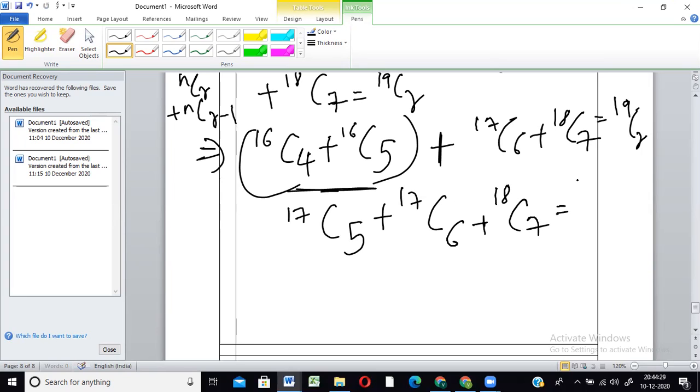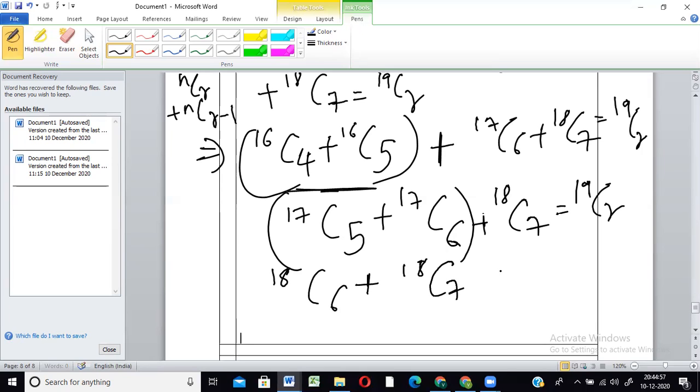This is equal to 19Cr. Now again I am making the same groups because here again n is the same. Again using the same property, nCr plus nCr minus 1. The value of n is 17, the value of r is 6, right? r minus 1 will be equal to 5. So here again we get n plus 1 Cr, that is 18C6, plus this item, 18C7. This is equal to 19Cr.